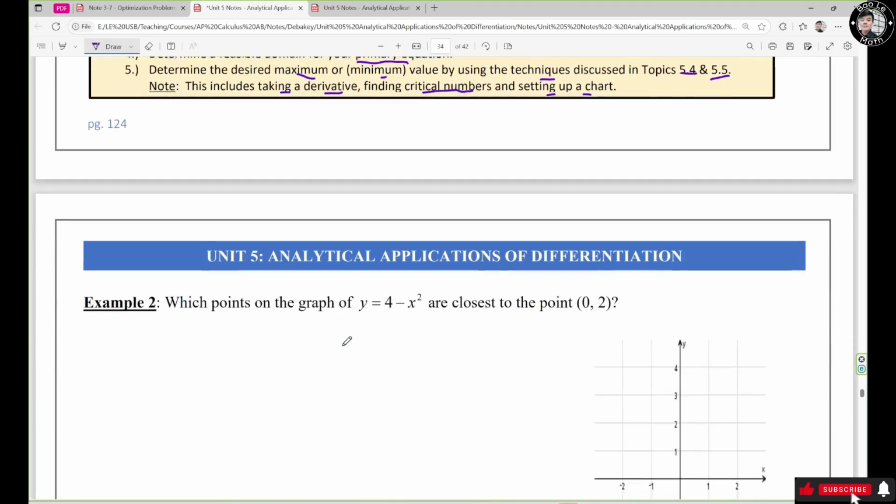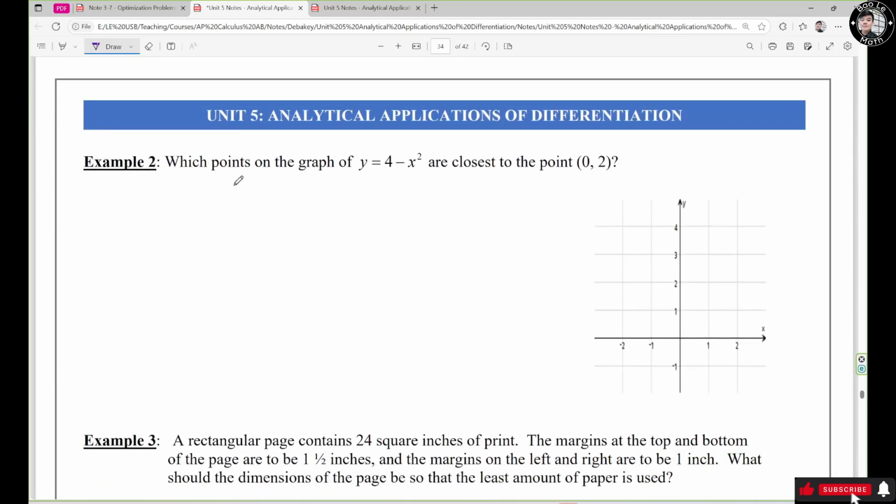Now let's take a look at example number 2. Which points on the graph of y equals 4 minus x squared are closest to the point (0, 2)? So this problem involves minimizing distance. First we need to sketch the graph of this. This is going to be a parabola. The y-intercept equals 4, so it could be right here, which is the vertex. And then the x-intercepts equal plus or minus 2, so it could be right here. So it's going to be something like this.